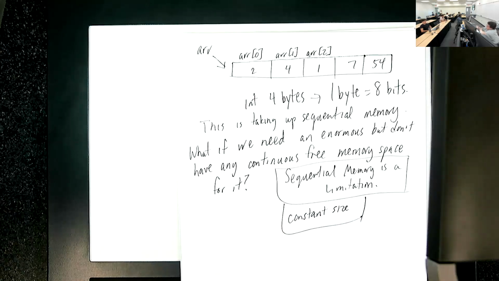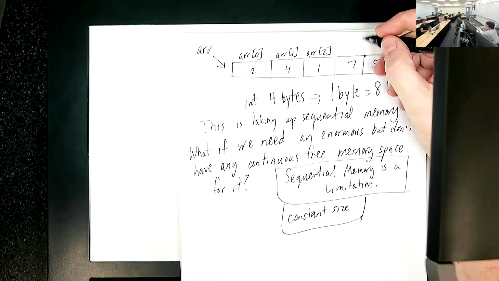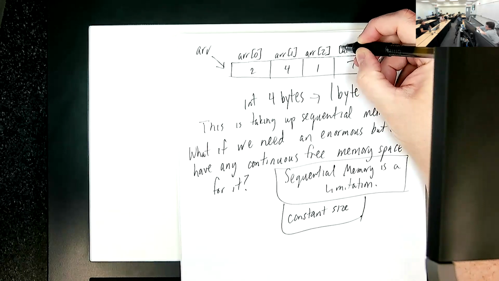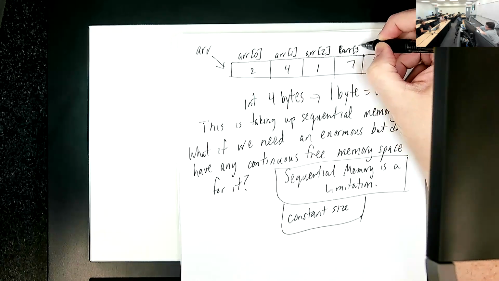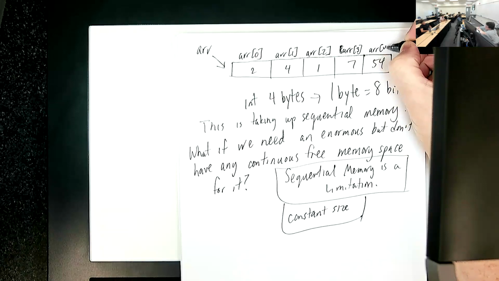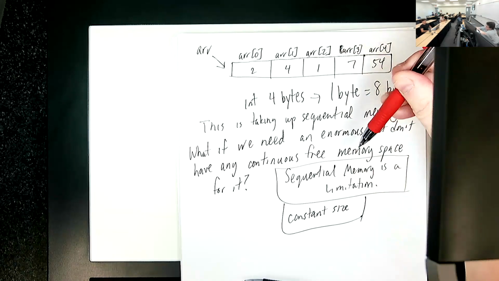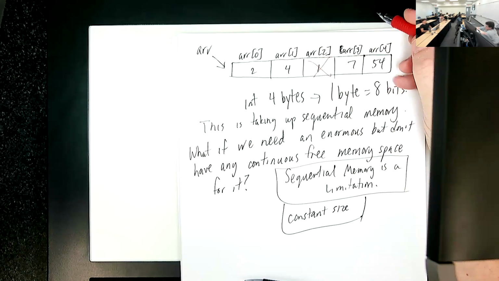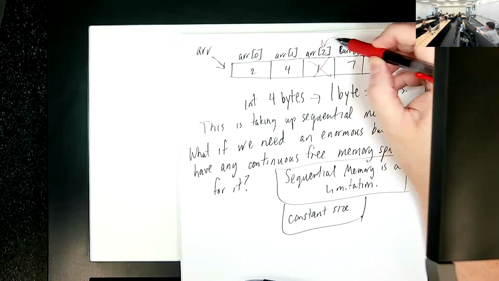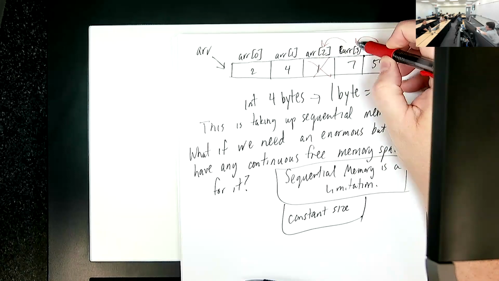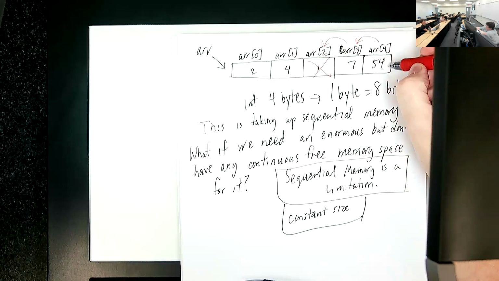And we can fill in some more information. That's array 3. And that's array 4. And what we did is we deleted this one. And we put the 7 there. And we put the 54 there. And then we slap this one with the null.